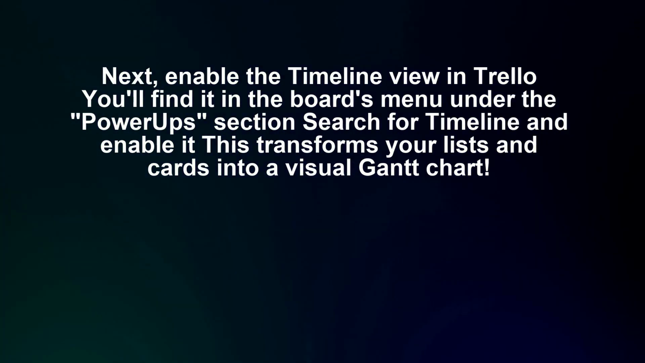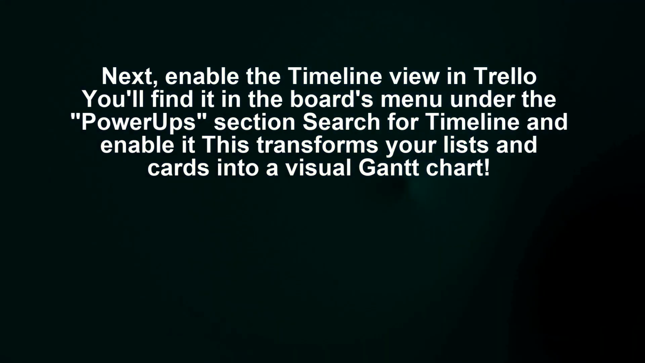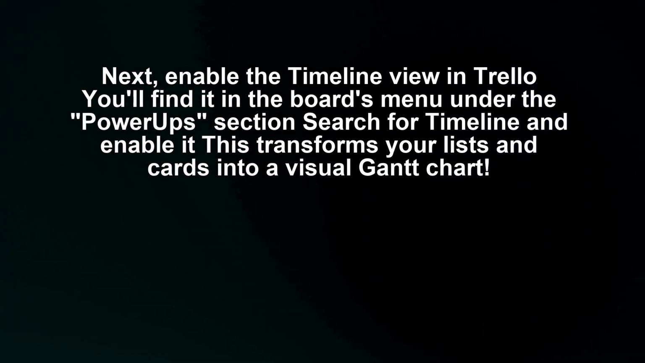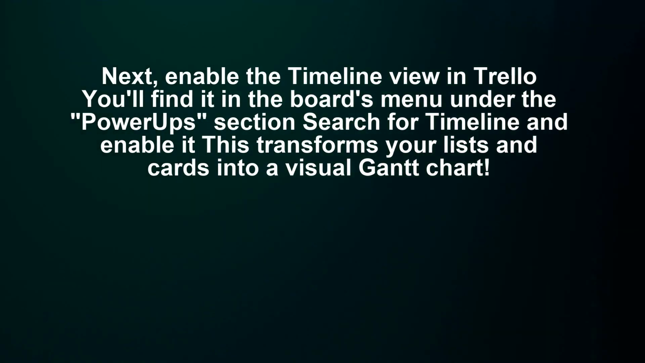Next, enable the timeline view in Trello. You'll find it in the board's menu under the Power-Up section. Search for timeline and enable it. This transforms your lists and cards into a visual Gantt chart.